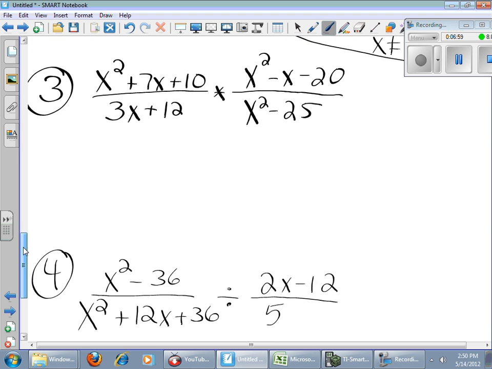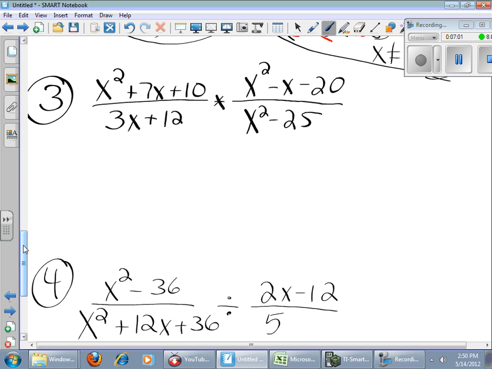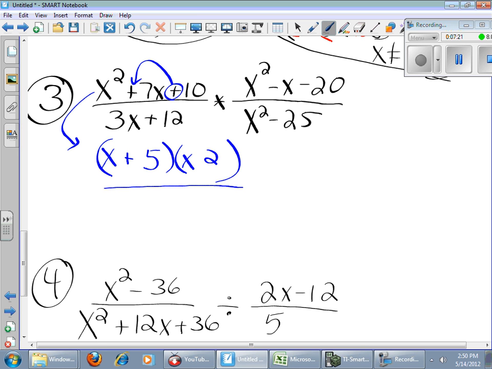All right, going to drop down here to multiplication. Multiplication, I don't need to get an LCD. I will factor. I'm going to factor each part. I'll factor this one here. I need two factors of 10 that add up to 7. They're both positive because of the Wendy's double stack. So it looks like it's going to be a 5 and a 2. I'll factor the denominator here. I'll pull out a GCF.